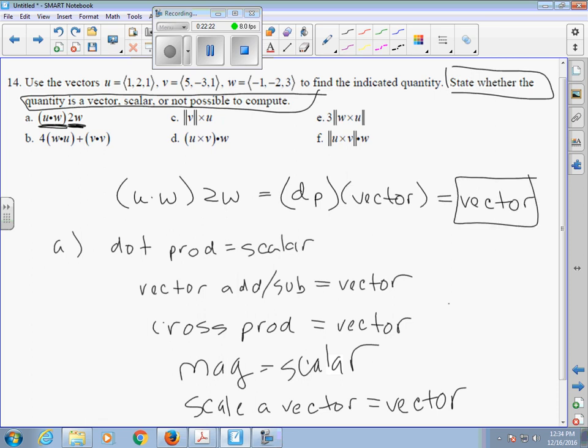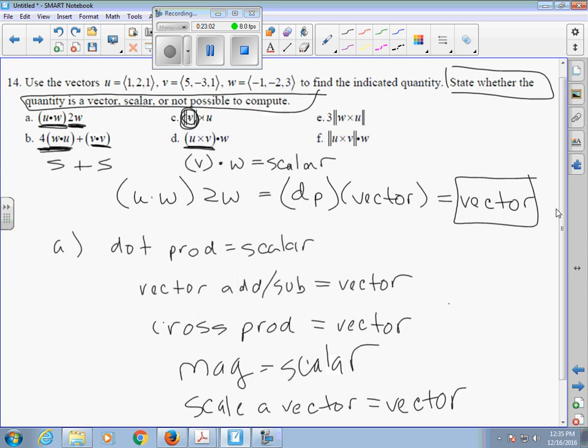Okay, B, I'll just talk through this. That's a scalar times 4, that's a scalar, so I'm going to put S. Plus a scalar, so if I take a number times a number, we get a scalar. So B is a scalar. C, if I take the magnitude of V, that's a scalar. Can I take a scalar and cross product with U? That is not possible because you can only cross product vectors, not a scalar and a vector. So C is not possible. D, a vector dotted with a vector is going to give us a scalar. So D is a scalar.